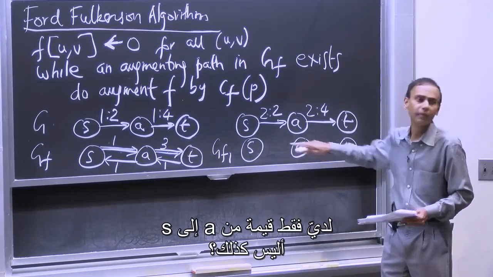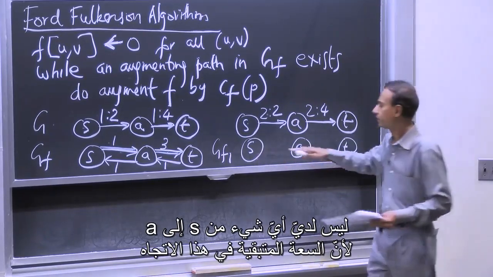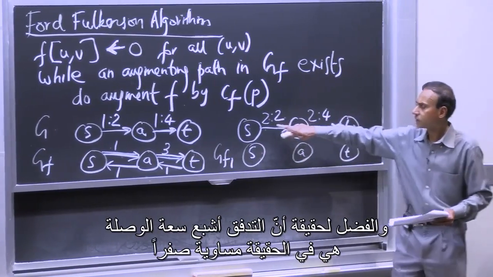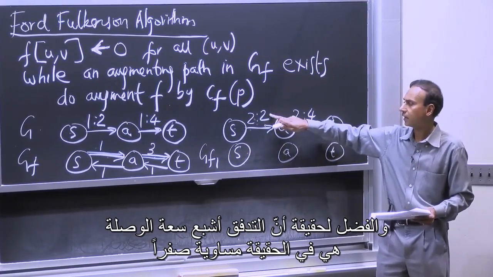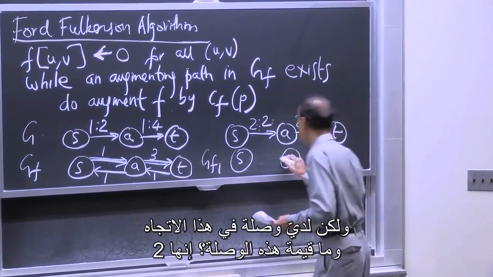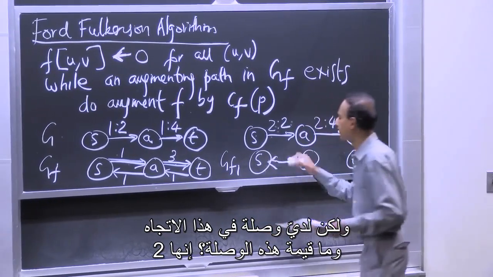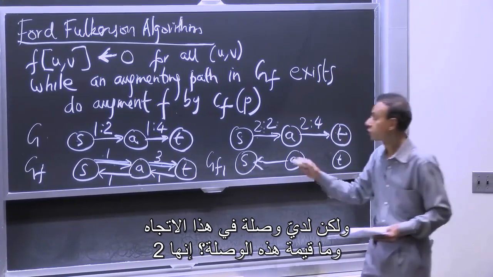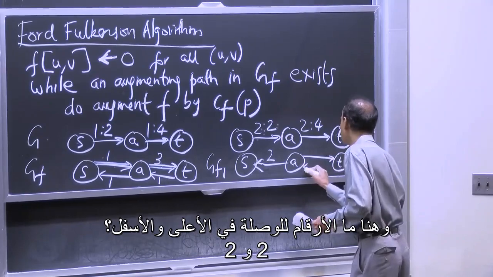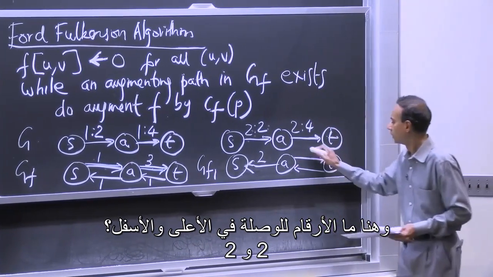Well, I only have something from A to S, right? I don't have anything from S to A, because the residual capacity in this direction, thanks to the fact that the flow has saturated the edge capacity, is actually 0. But I do have an edge this way, and what is the value for that edge? It's 2, right? And over here, what are the numbers for the top and the bottom?